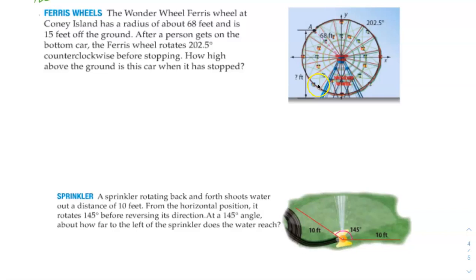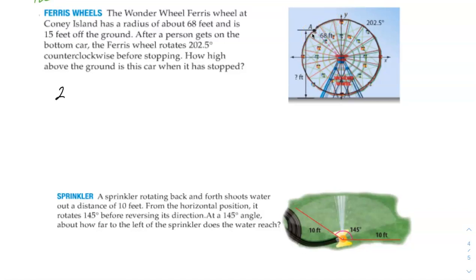The radius is 68 feet, right? So from here to here, 68. But I need to figure out the height of this, because this is still 68. I'm looking for this guy. So what we're going to do is figure out what this angle is, then multiply the ratio of the arc that we've gone down. It'll make more sense when you see me do it.